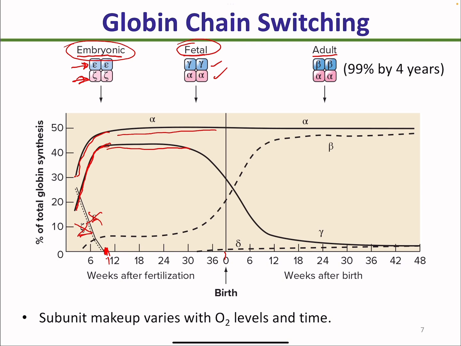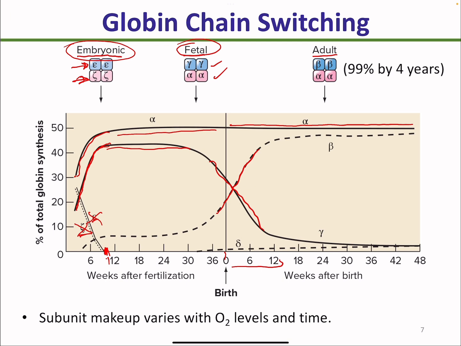Now, close to birth, we see that the amount of beta globins is starting to increase rather exponentially, while the amount of gamma is drastically decreasing, depleting, right? While alpha hemoglobin is staying constant. Now, notice that after birth, when we are about 12 weeks after birth, almost all the gamma hemoglobin is gone, right? Which means that there is a progressive switch from fetal hemoglobin to adult hemoglobin.